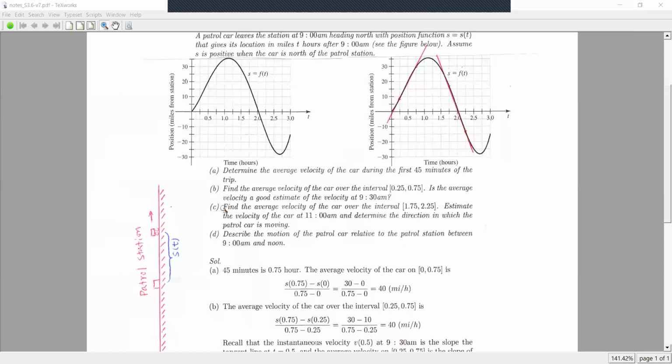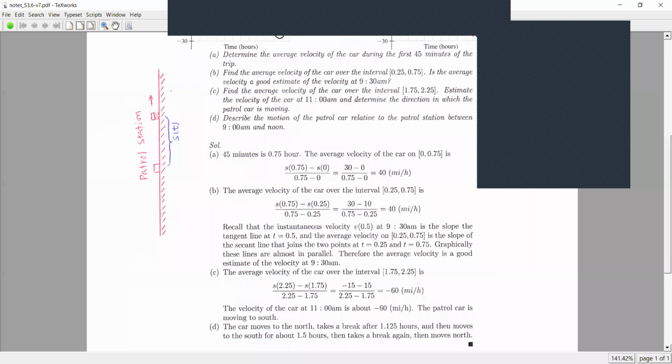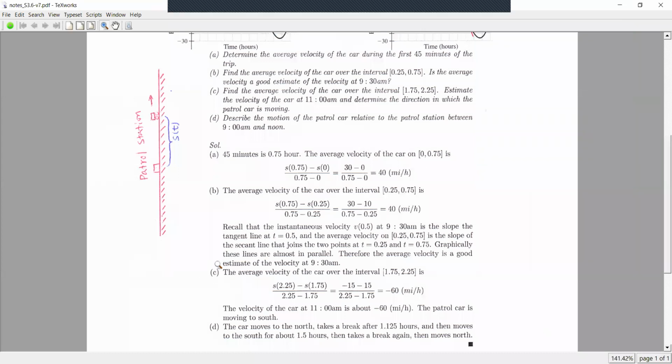Part C. Find the average velocity of the car over this time interval. Estimate the velocity of the car at 11 a.m. and determine the direction in which the patrol car is moving. Here is the solution to part C.